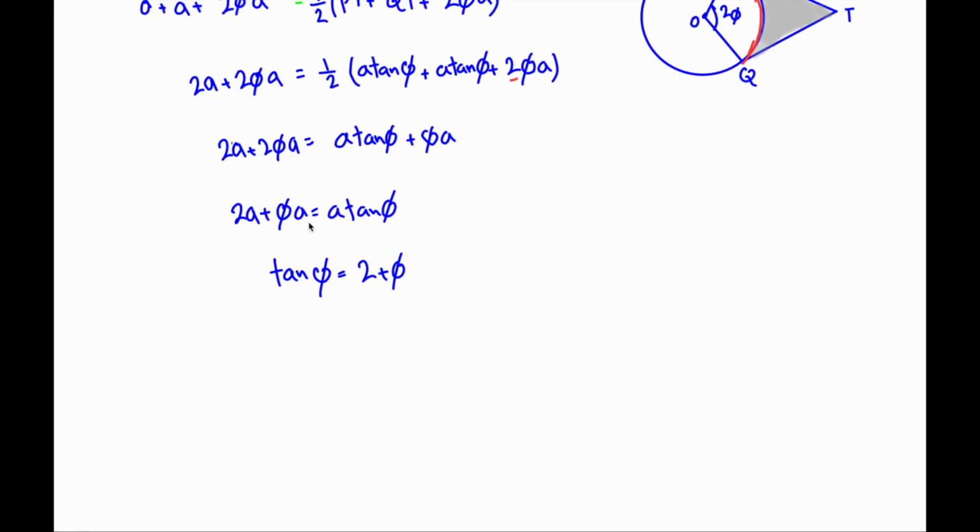And lastly, if you cancel the A from all sides, you have tan phi which is equal to 2 plus phi, and that's the final answer.